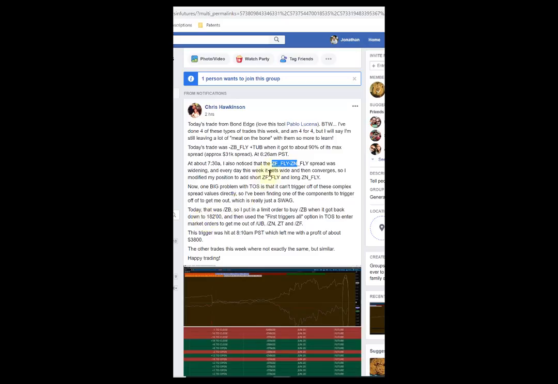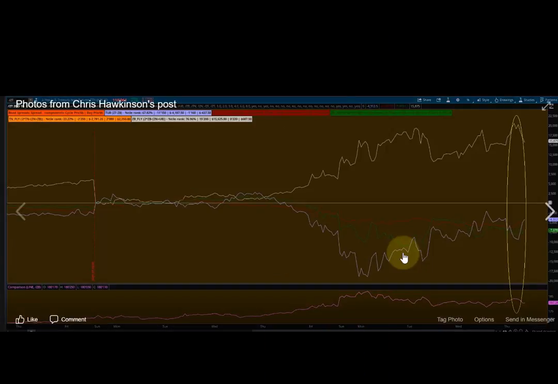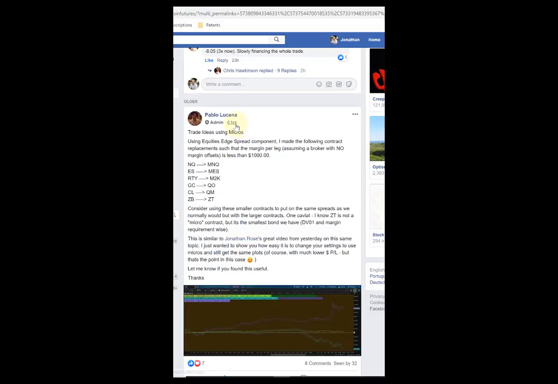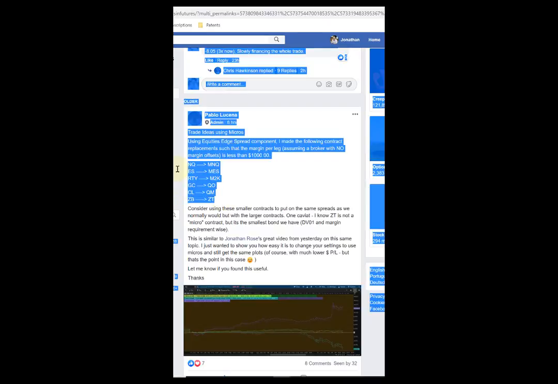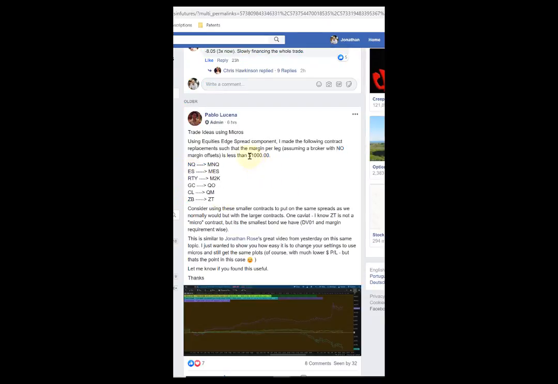In the coaching room just today, we're talking about our bond trades. Again, we're using Bond Edge. It looks like Chris was able to make $3,800 today. Bond Edge, just like Energy Edge, but for bonds. It looks like earlier, Pablo shared some different ideas using micros. Here are the symbols for you guys. Margin is less than 1,000 per leg. Pablo, thanks for sharing this.